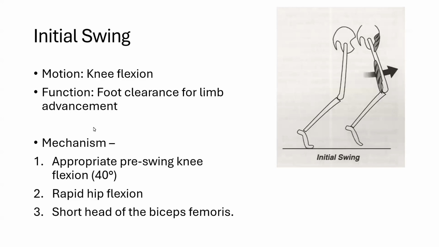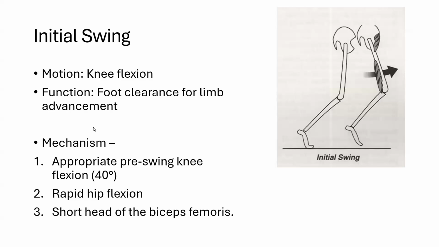The mechanisms by which 60-degree knee flexion is achieved are of three types. One is the pre-swing initial knee flexion, like we discussed, which is up to 40 degrees. This is very important as it sets the limb in a correct position before the swing phase even begins. The second is the momentum from the rapid hip flexion. The hip flexors, the iliopsoas, start flexing, and the tibia's inertia lags behind, which causes the knee to flex passively.